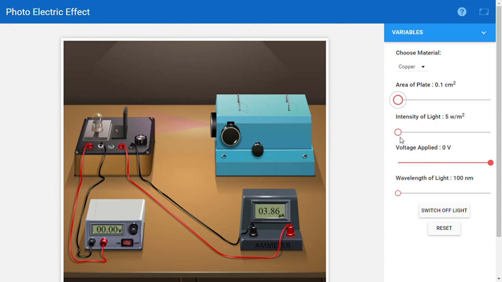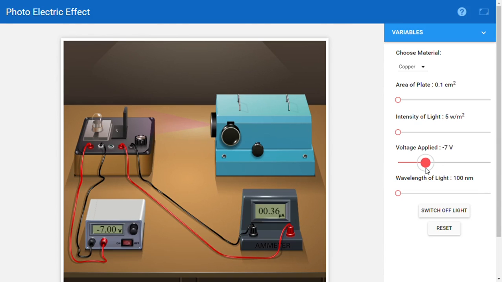Here we can increase the intensity of light. As we know, an increase in intensity of light leads to an increase in the photocurrent, but the stopping potential will remain the same. From here we can change the applied voltage, and here the applied voltage is negative because it is the reverse voltage, and from here we can change the wavelength of the incident light. Now we will try to plot a graph for different intensities of light at constant frequency. For doing so, we will vary the applied voltage till the current in the ammeter becomes 0.